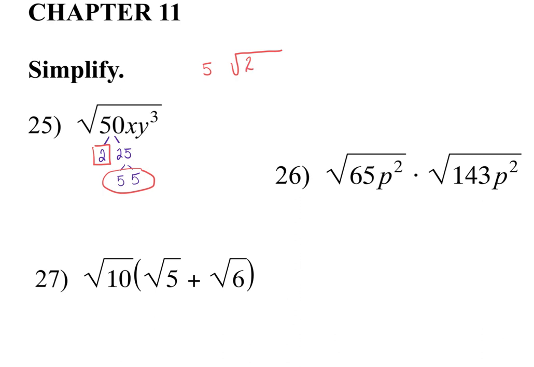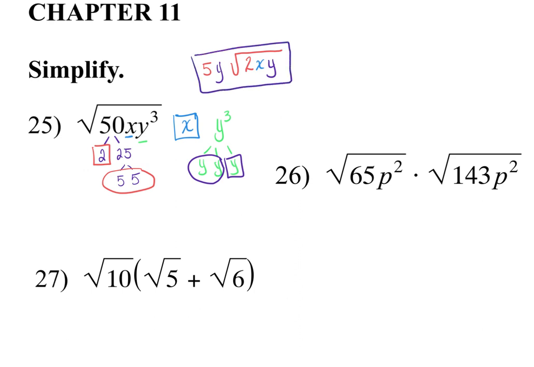Then I am going to look at my variables. I have an x to the first power. So that is just 1x. There is nothing to pair up with it. So the x is going to go on the inside. And then I am going to look at my y's. I have y to the third power. So you can think of it like just 3 y's. And you can group that the same way we did our numbers. 1 pair will come out because it groups. This y will stay in because it has nothing to group with. And so this will be my answer, 5y square root of 2xy.